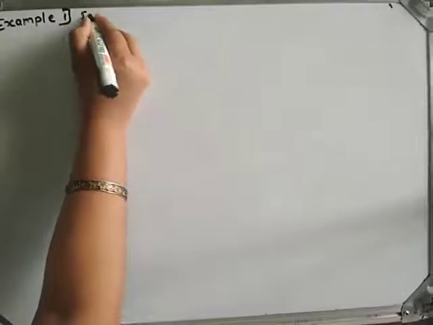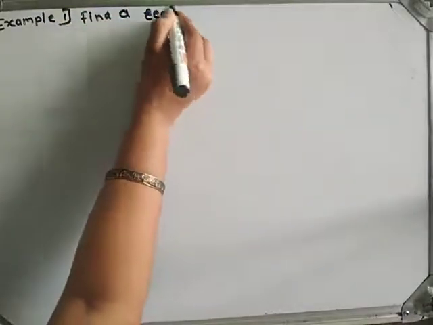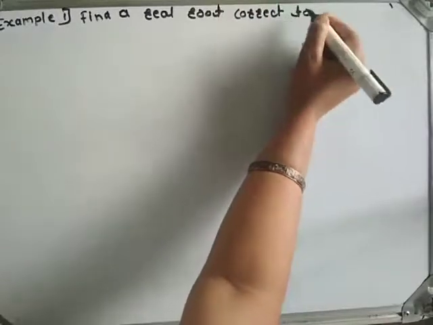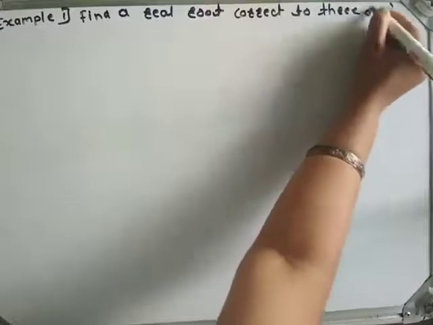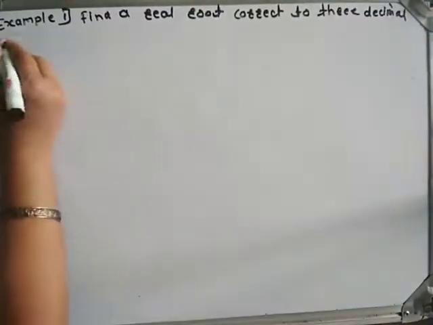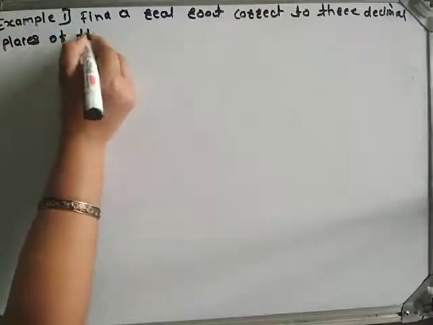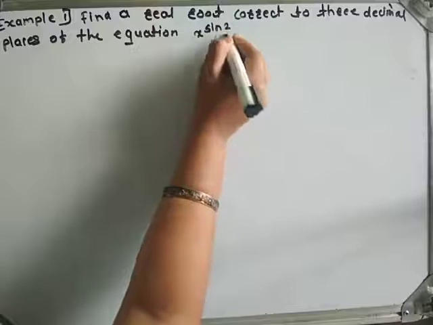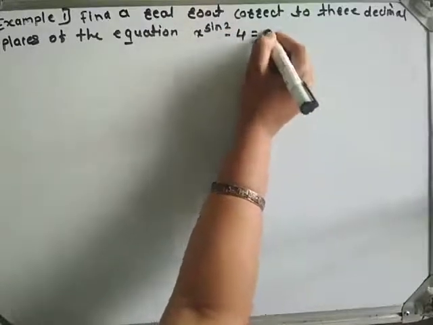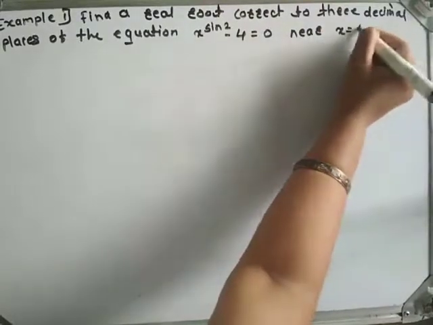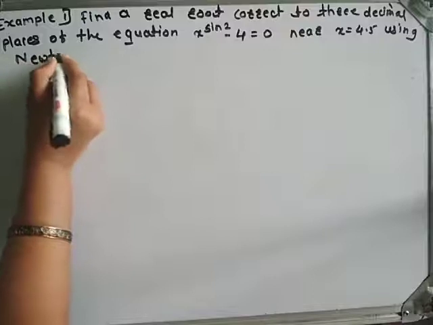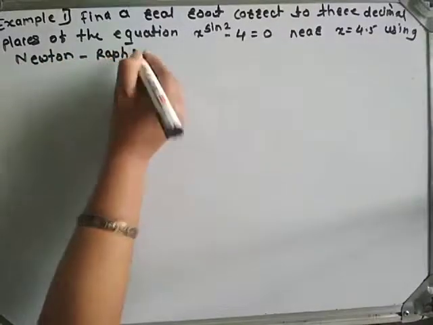Example 1. Find a real root, correct to 3 decimal places, of the equation x^sin2 - 4 = 0 near x = 4.5 using the Newton-Raphson method.